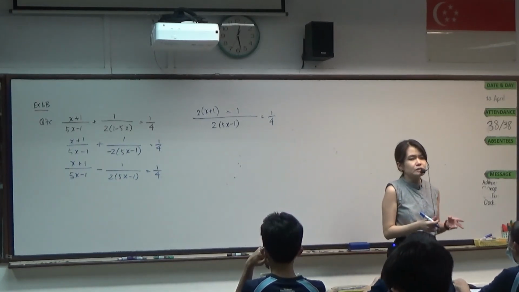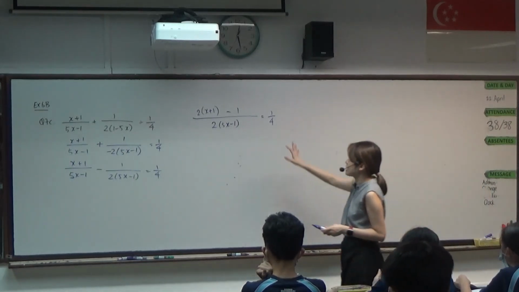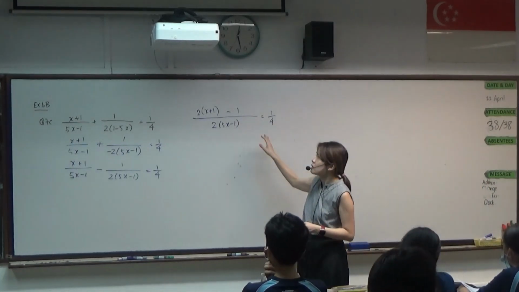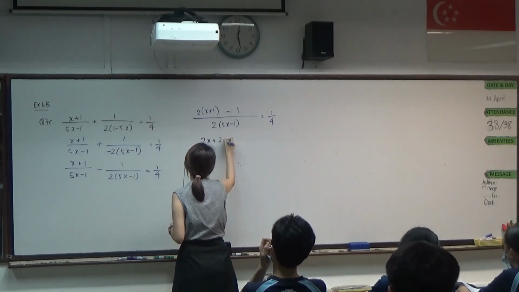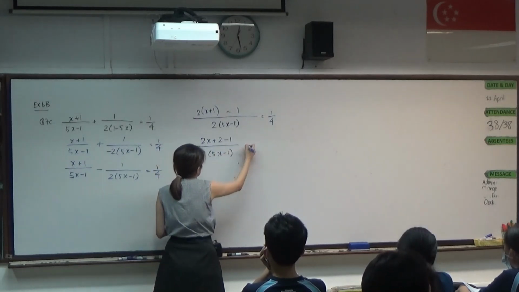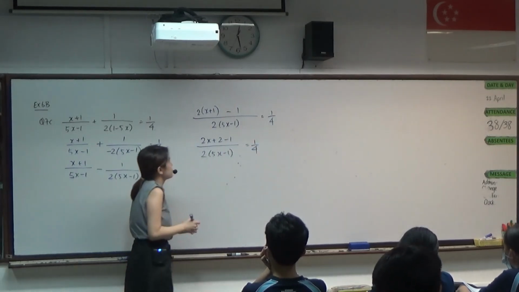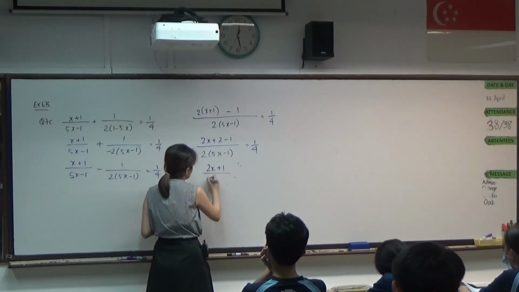Our objective is to achieve a single fraction on the left side, so that the single fraction on the right side will eventually cross multiply. But before we jump into cross multiplication, let's simplify the numerator such that we achieve this. Plus 2 minus 1, we will get a positive 1.